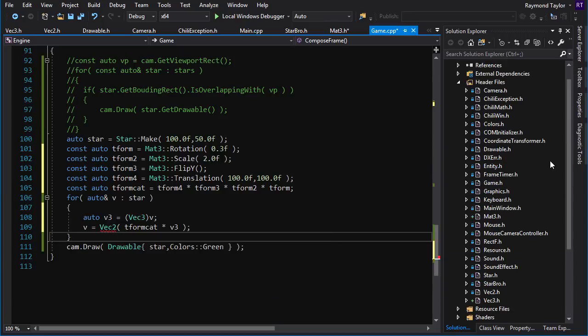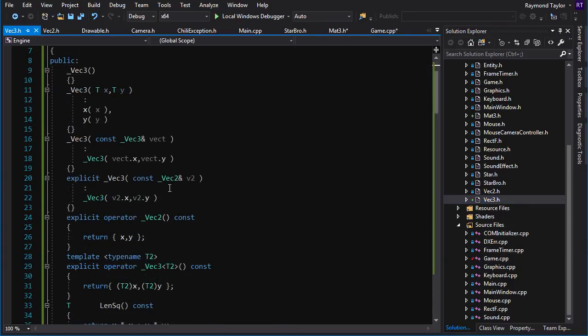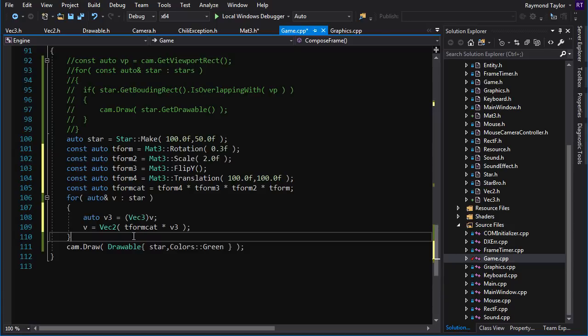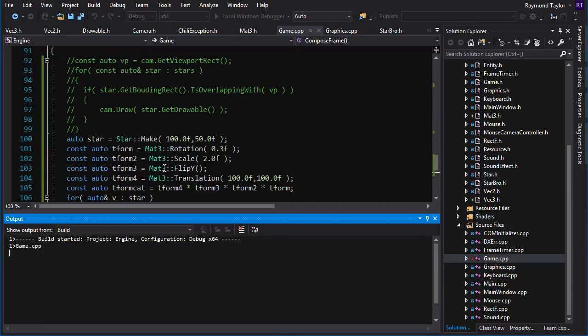Seems to be complaining. Let's look at vec3. Explicit operator vec2. Okay, that's not correct. It's got to be vec2 of T. Vec2 of T. There. Go back to game. And now everyone's happy. Build. See if it actually builds. Probably not. I was wrong. It did build. And then we run it.